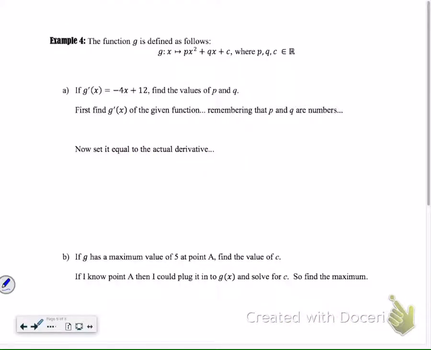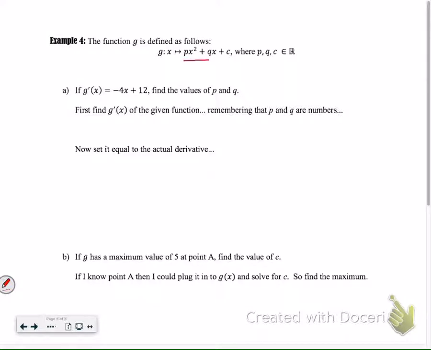So, all right, last one. This one isn't necessarily an optimization type of question, but it's in this chapter, and it's a good question in my opinion, which means definitely it's something you could see again, whether it's on my test or the test. So we have a function g defined as g of x gives me px squared plus qx plus c, where p, q, and c are members of the real numbers. So if g prime of x is equal to negative 4x plus 12, let's find the values of p and q.